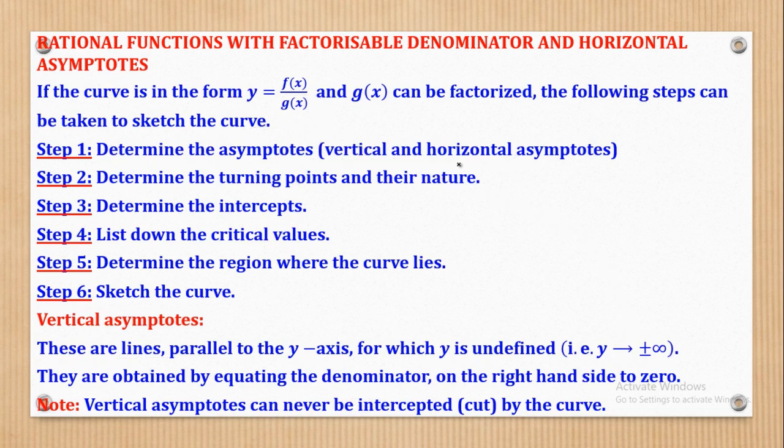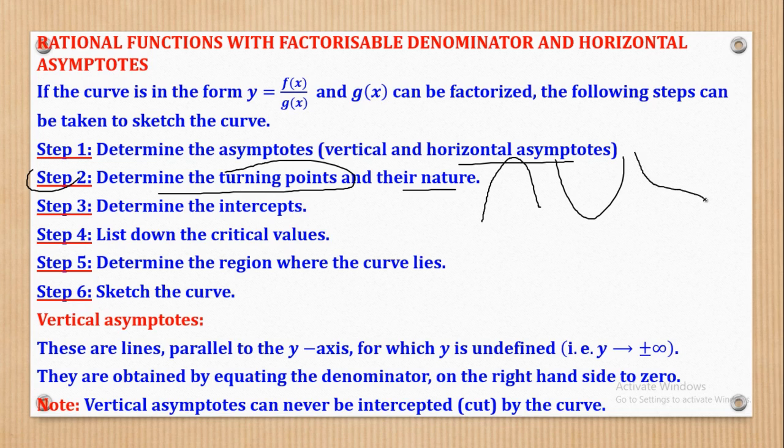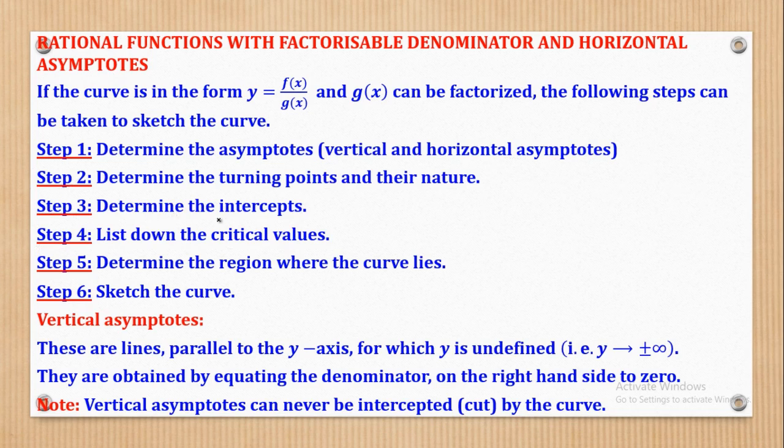What about horizontal? Horizontal, we shall see them in the next slide. So let's go to step two. Step two, after determining the asymptotes, you will also determine the turning points and their nature. Nature means, is it a maximum, minimum, or a point of inflection. Then step three is to determine the asymptotes, and step four, list down the critical values.